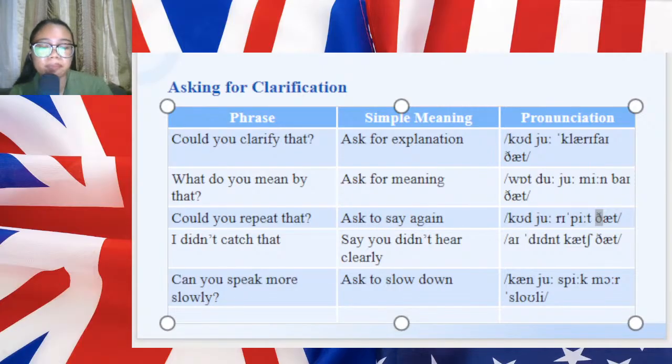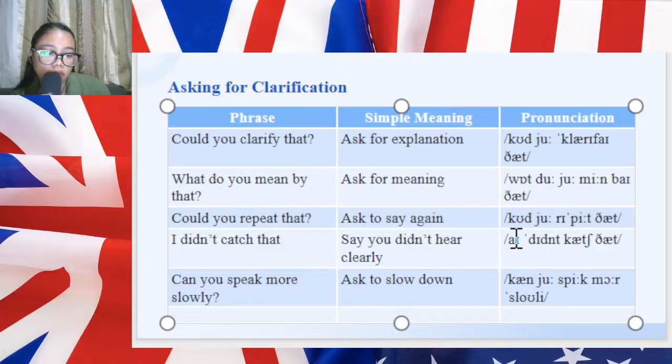Okay? All right. Pronunciation wise, I didn't catch that. It starts with a diphthong sound and then didn't. So look at the IPA transcription. It almost looks the same as the spelling of the word didn't. So this is didn't. There's a short E vowel sound here. And then catch. Again, catch.